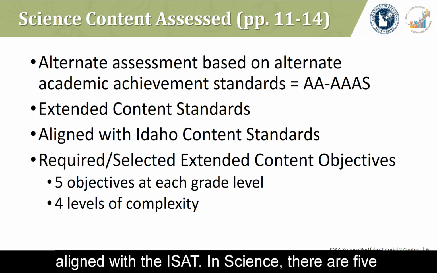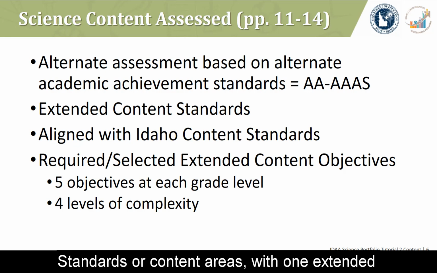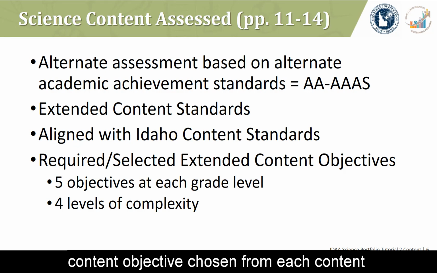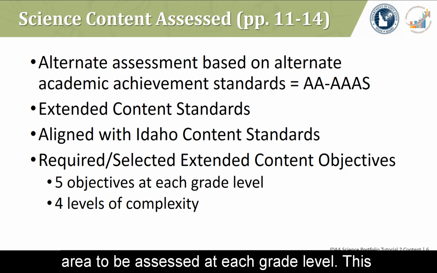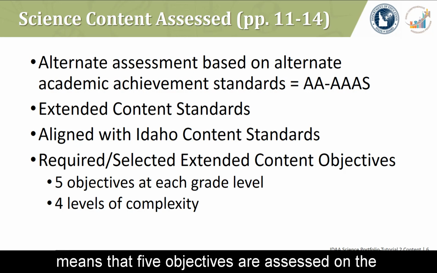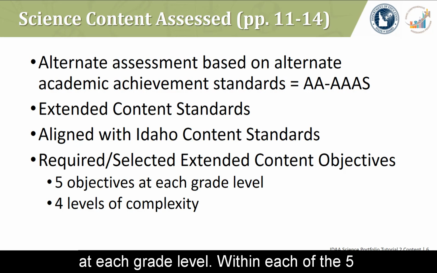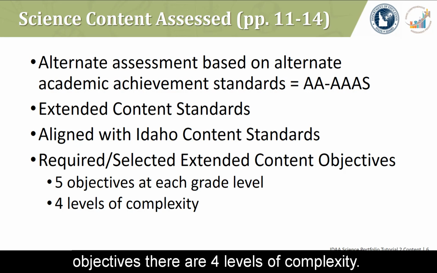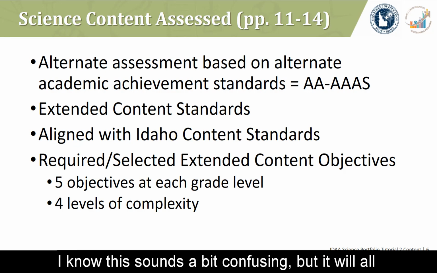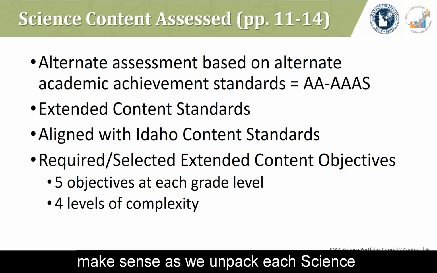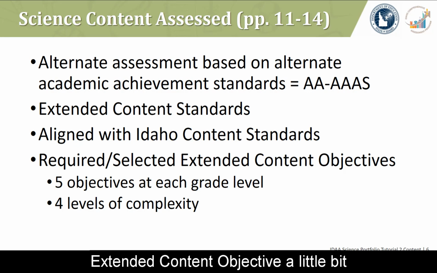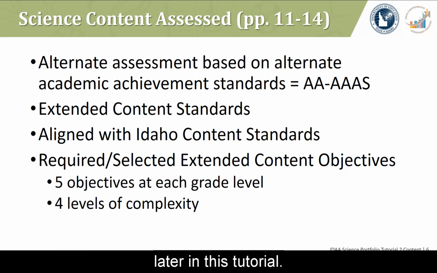In science, there are 5 standards or content areas with one extended content objective chosen from each content area to be assessed at each grade level. This means that 5 objectives are assessed on the Idaho Alternate Assessment Science Portfolio at each grade level. Within each of the 5 objectives, there are 4 levels of complexity. I know this sounds a bit confusing, but it will all make sense as we unpack each science extended content objective a little bit later in this tutorial.